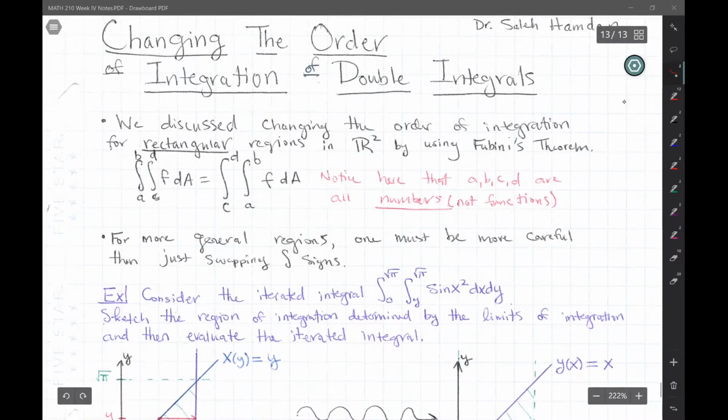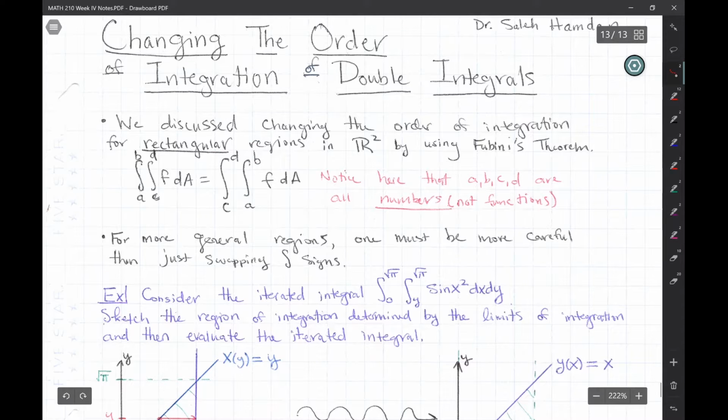Let's now discuss changing the order of integration for double integrals. Now, we've talked about this when it came to rectangular regions. With rectangular regions, all of the bounds are numbers, okay? All of the bounds are numbers, and we talked about how you could just switch the order of integration here.